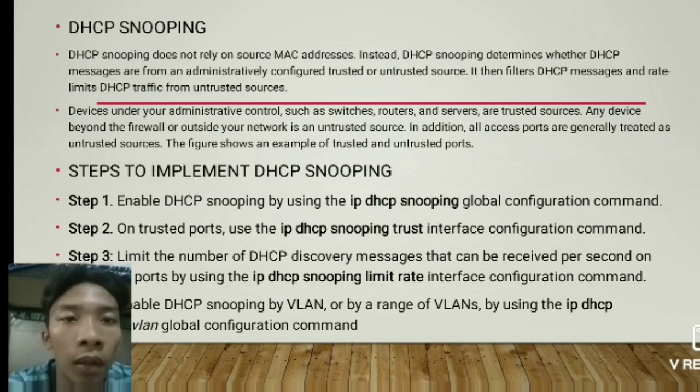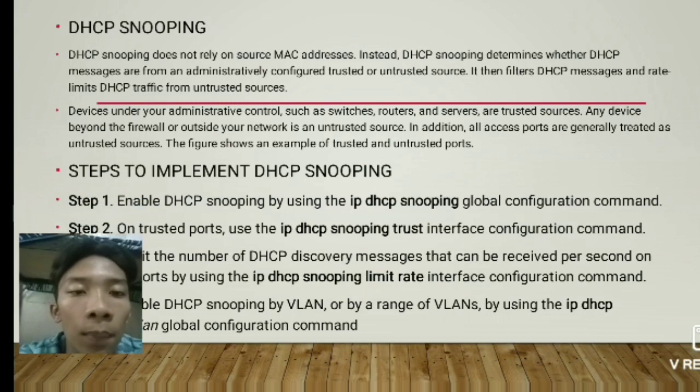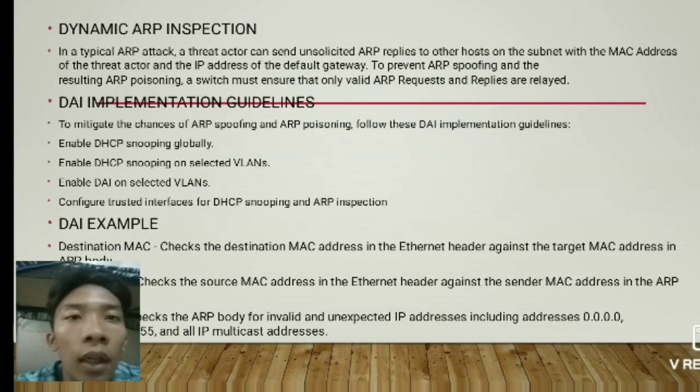DHCP snooping. The steps to implement DHCP snooping are: enable DHCP snooping by using the ip dhcp snooping command. Next is the ip dhcp snooping trust, next is the ip dhcp snooping limit rate, and next is the ip dhcp snooping vlan command.